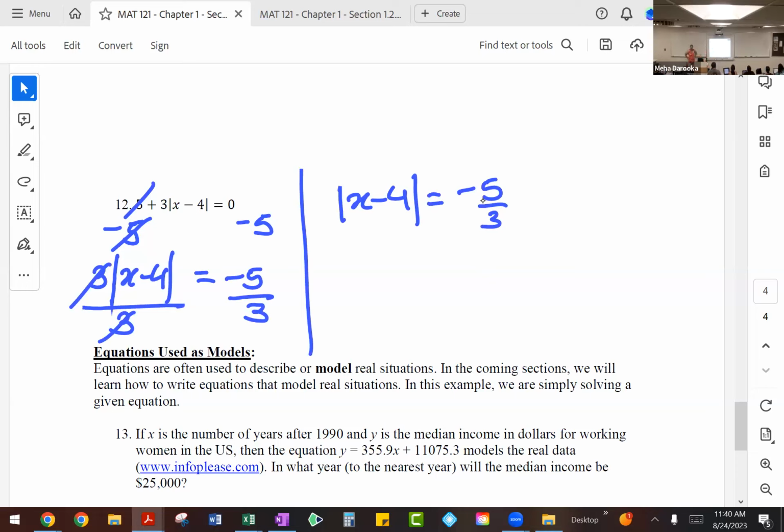So what would that give us then? How would we move forward from here? No solution. And why is that? Can't have a negative absolute value. You cannot have negative on the other side of the absolute value, so this is no solution.